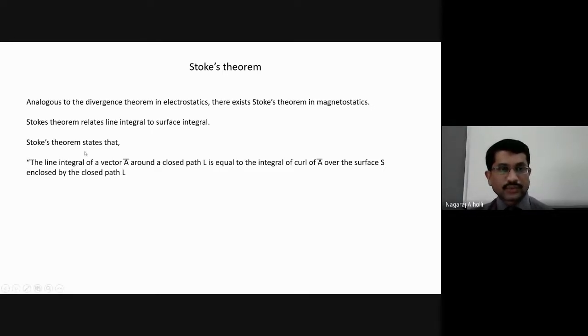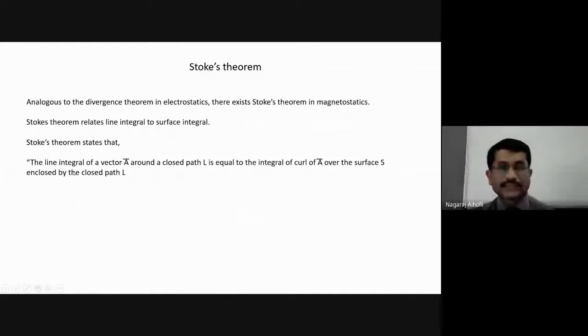Accordingly, the Stokes theorem states that the line integral of a vector A around a closed path L is equal to the integral of the curl of the vector A over the surface S enclosed by the closed path L. The line integral of the vector A bar around a closed path L is equal to the integral of del cross A bar, the curl of A bar, over the surface S enclosed by the closed path L. This is the statement of Stokes theorem, one of the important theorems.